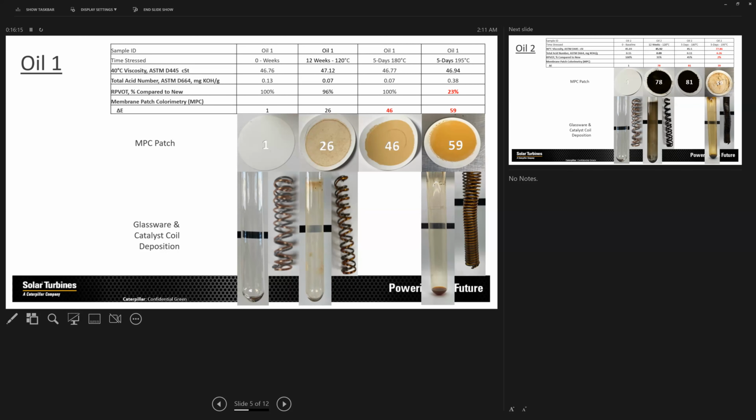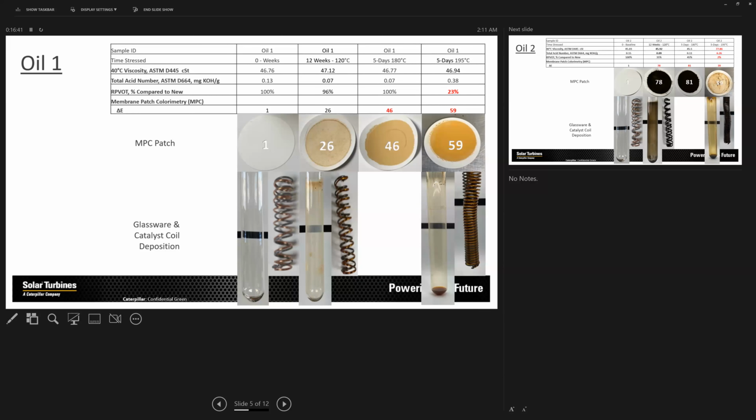And remember, we are only aging this oil for 5 days at 180 degrees Celsius. So it is a pretty impressive increase in the varnish precursors to see the MPC rising to 46 within the time frame. And then by comparison, again, we're aging the oil at 195 degrees Celsius. So this is only a 15-degree difference from the previous test.